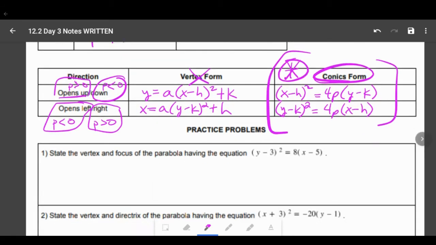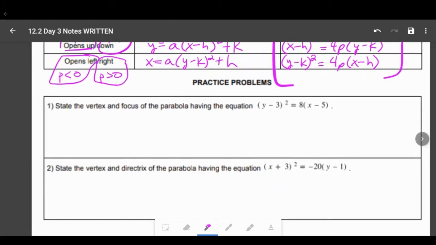Okay, so let's get into it. I always love the examples. Here we go, practice problems. Our job is to state the vertex and the focus of the parabola having that equation. The first thing you should identify when doing any of these is: is it x squared or y squared?